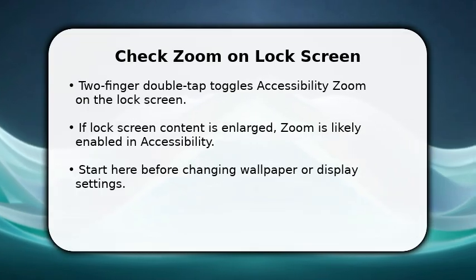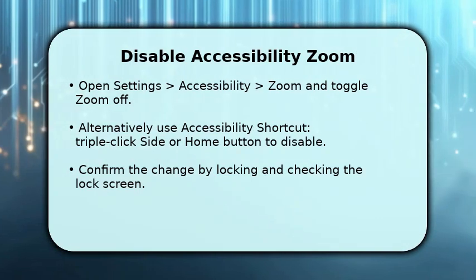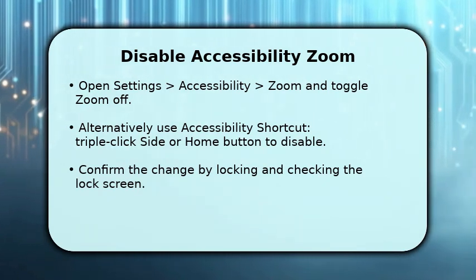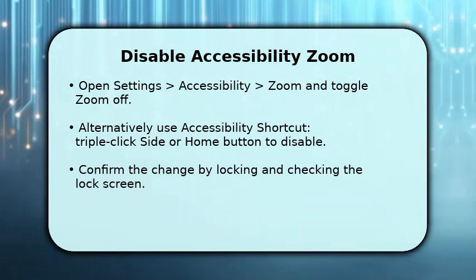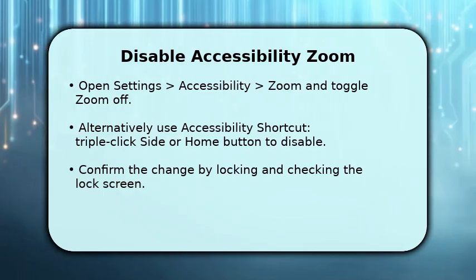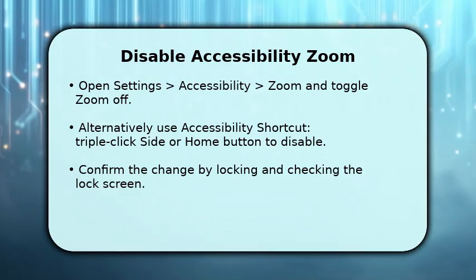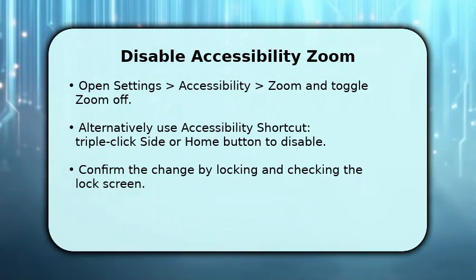Now you'll turn zoom off so the lock screen stays normal. Open Settings, tap Accessibility, then Zoom and switch Zoom to off. If you prefer a faster toggle in the future, enable the Accessibility shortcut in Settings, assign Zoom, then triple-click the side or home button to toggle it.